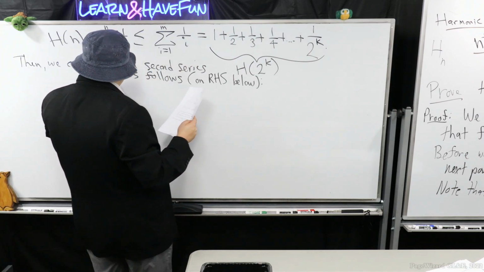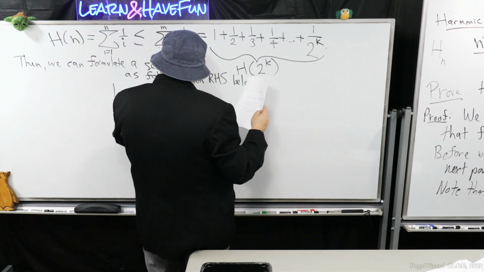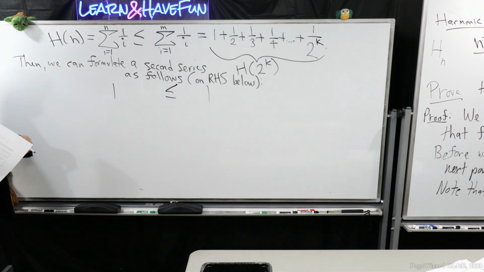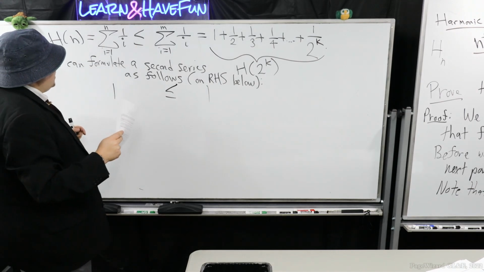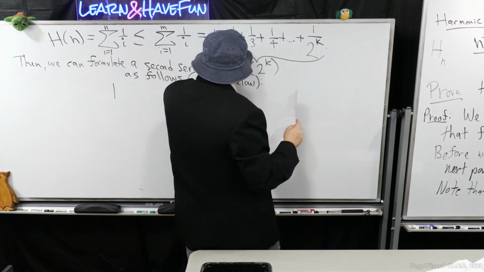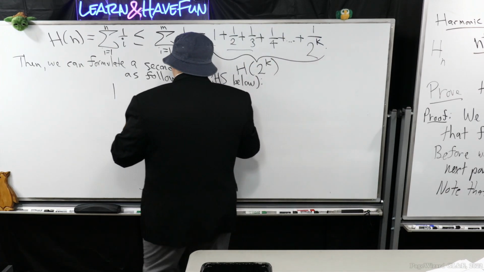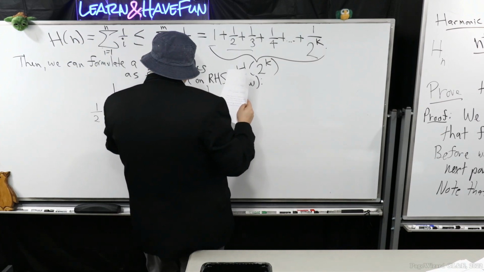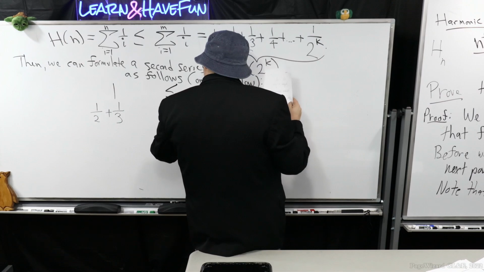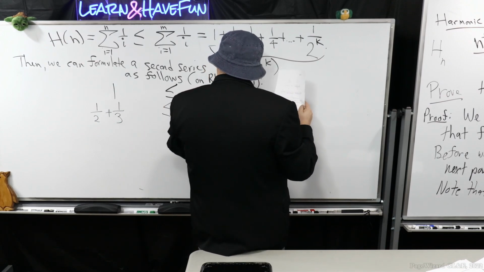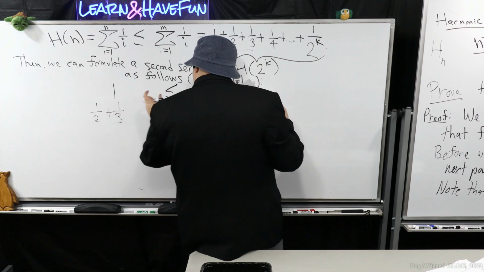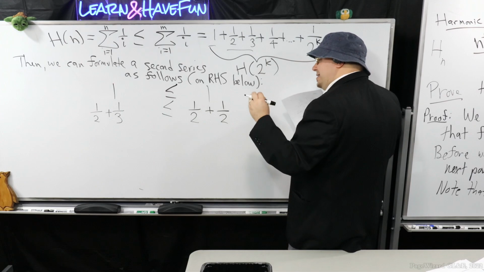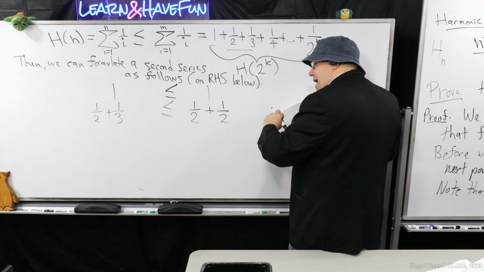So I have 1. The first term right here is a 1. You can agree with me that 1 is less than or equal to 1, right? That's not too scary. Now I'm going to take the next two terms, 1/2 plus 1/3. Well, I'm just going to take 1/2, then add another 1/2. So I'm going to compare 1/2 against 1/2, and I'm going to compare 1/3 against 1/2. Notice that 1/3 is less than 1/2, right?